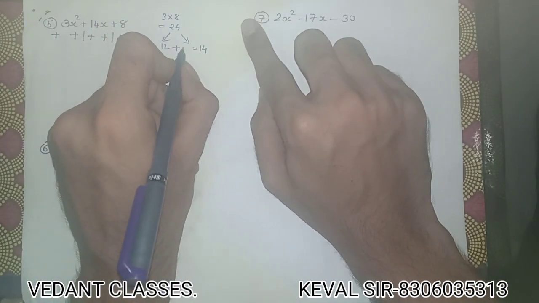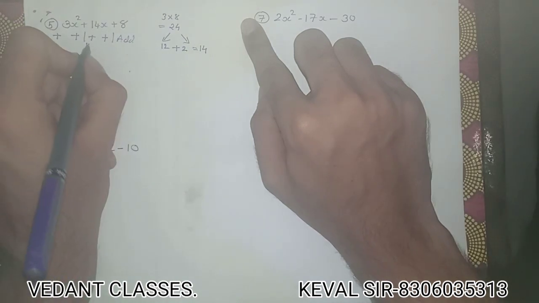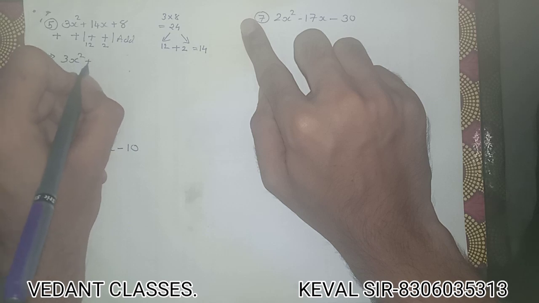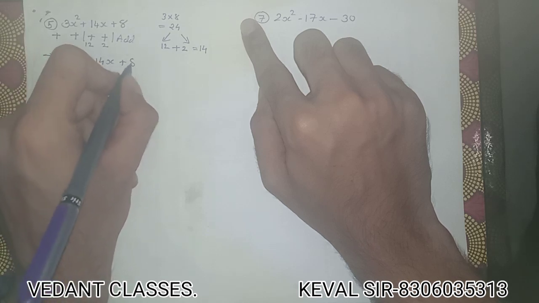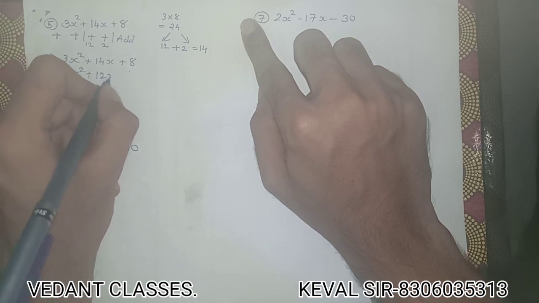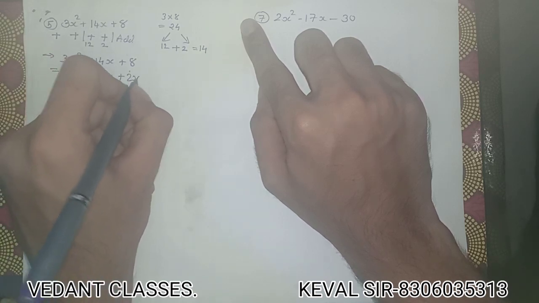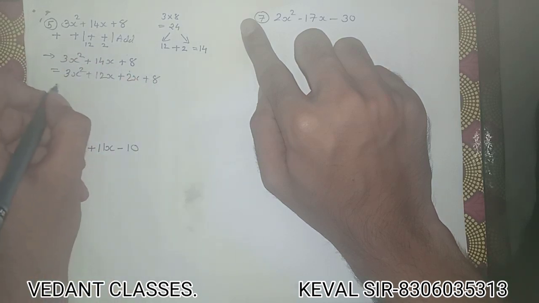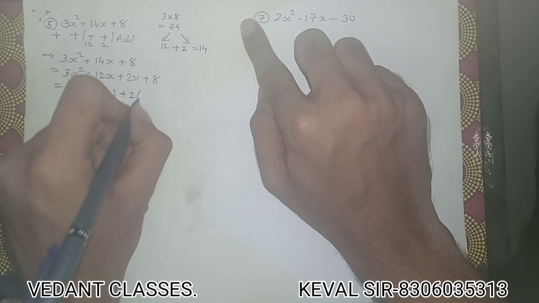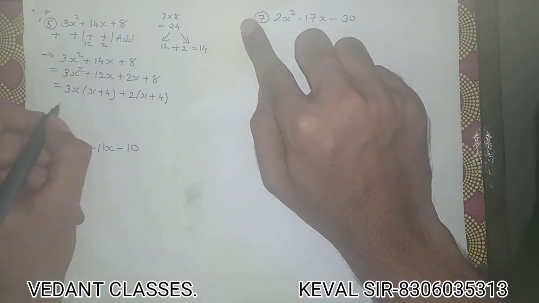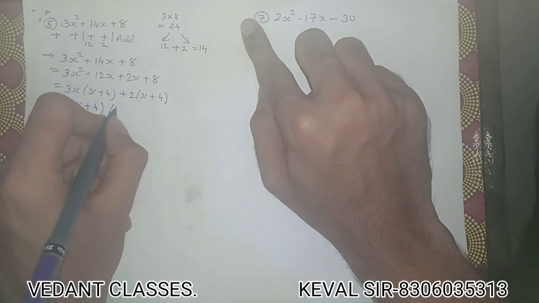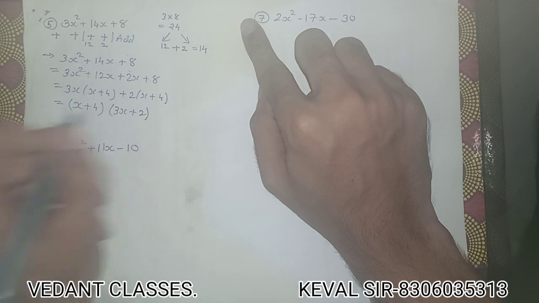So this will be 12 and 2. Okay, so 12 will be plus, 2 will be plus. So it will be like this, 3x square plus 14x plus 8. So 3x square plus 12x plus 2x plus 8. So taking 3x common from this, it will be x plus 4, and taking 2 common from this, it will be x plus 4. So this will be x plus 4, okay, and this will be 3x plus 2. So these are our required factors.